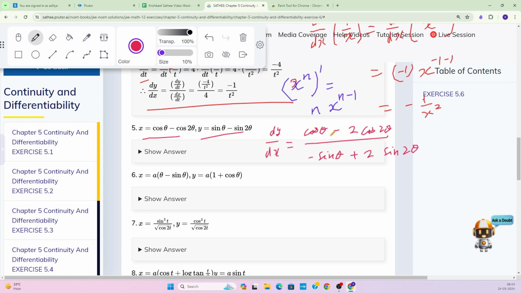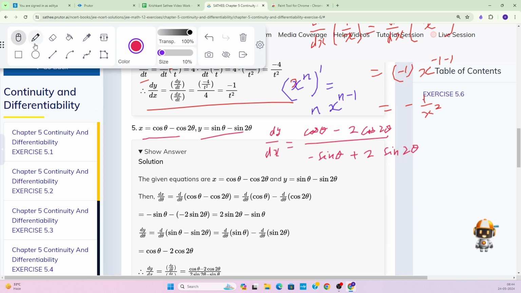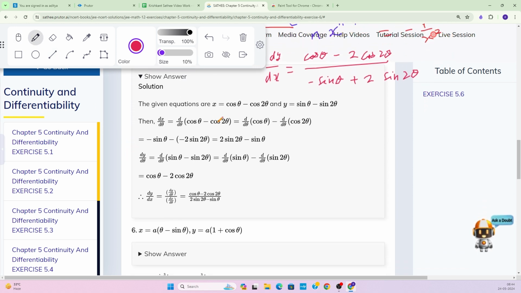If you want to reduce it more, you can do that. Clear? Okay. So as you can see, x and y are already given in this form. dx by d theta will be 2 sin 2 theta minus sin theta, as you can see here. And dy over d theta will be cos theta minus 2 cos 2 theta, and this will be your answer. If you want to break it down more, please do so. Clear?